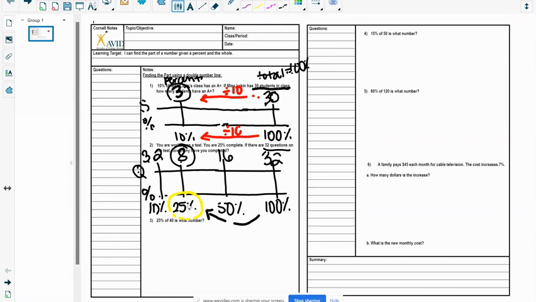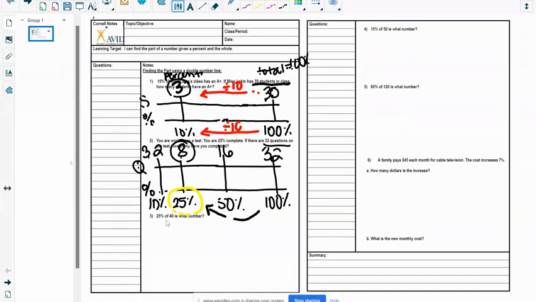Okay. Same idea here. 25% of 40 is what number? So 25% is what number? We don't know what 25% is, and we're trying to find it of 40. Remember, when we see that of, whatever comes after it is usually the total or the whole.